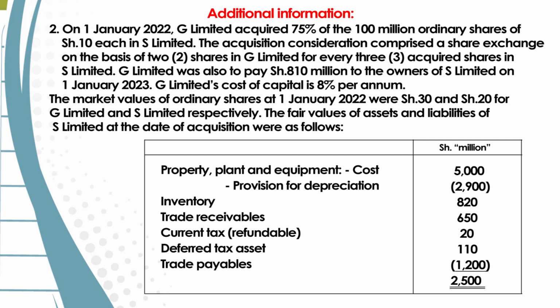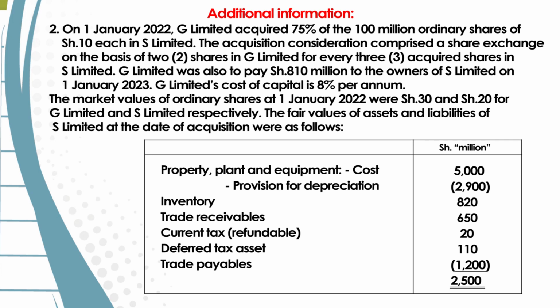G Limited basically is a parent company. That's why you can see here we are talking of a G Group. G is the parent company. It acquired 75% of the 100 million ordinary shares of shillings 10 each in S Limited. The acquisition consideration comprised of a share exchange on the basis of 2 shares in G Limited for every 3 shares acquired in S Limited.